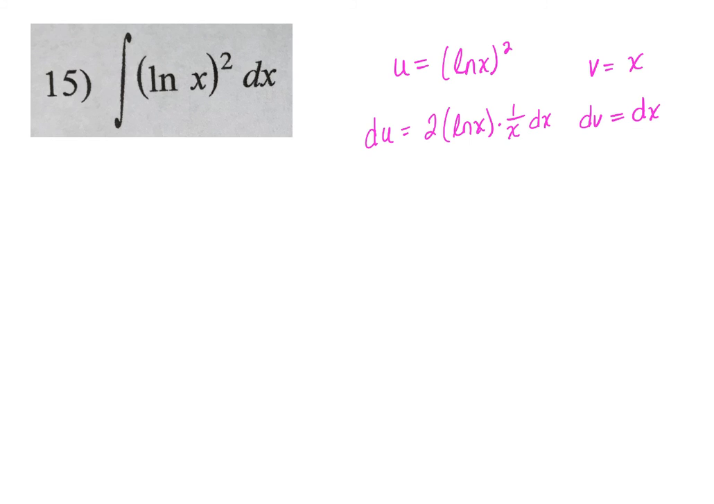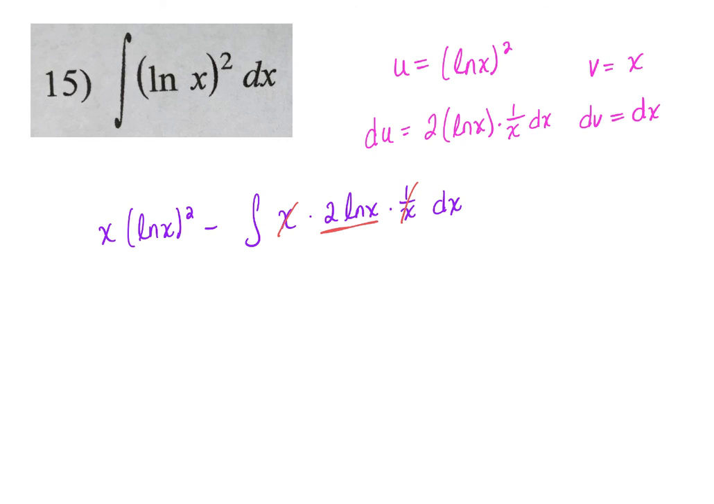So when I do my integration here, it's u times v, so I have x ln of x squared minus the integration of v du, which is 2 ln of x times 1 over x dx. Now I can cancel these x's, this x and this 1 over x, but that still leaves a 2 ln of x as my antiderivative.